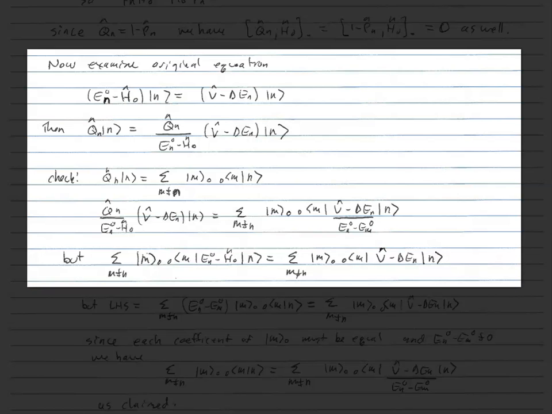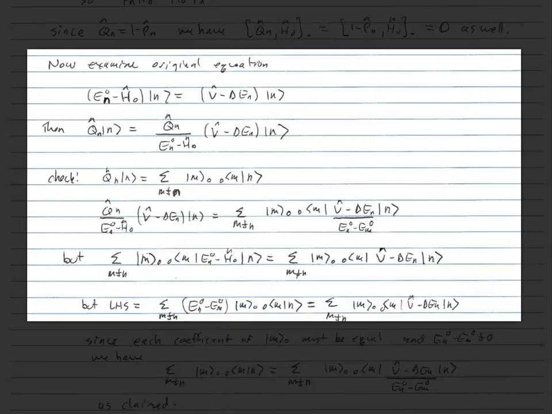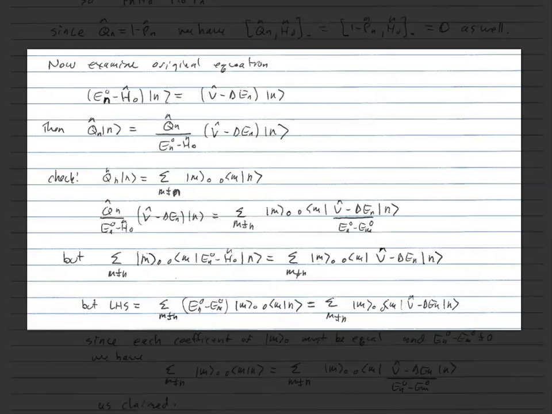Now, in addition, what we know is that if we do the summation over m not equal to n of the ket m sub 0 matrix element of En0 minus H0, that is equal to the sum over m not equal to n of the ket m sub 0, the matrix element of 0 sub m, V hat minus delta En, n. Now, on the left-hand side, I can let that H0 act on the m sub 0 state to the left. It'll give me an En0 minus Em0.